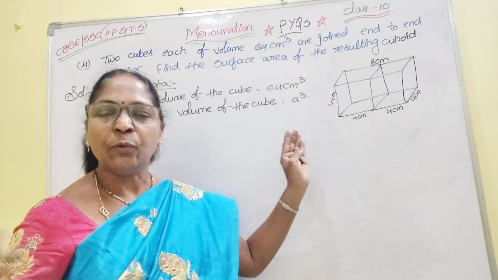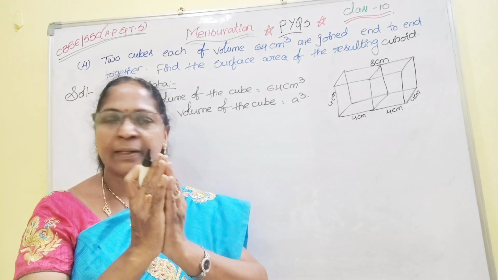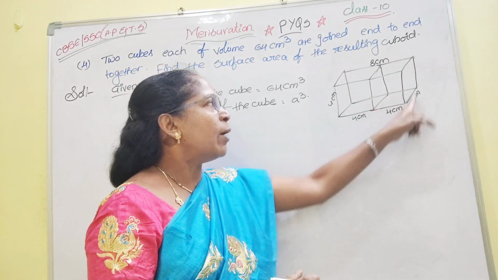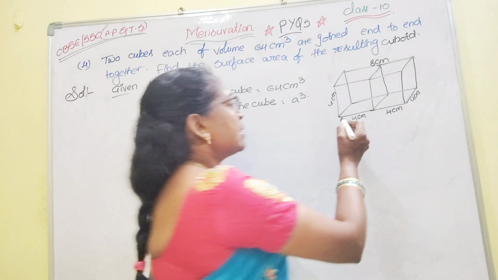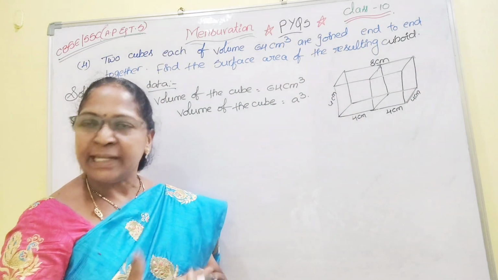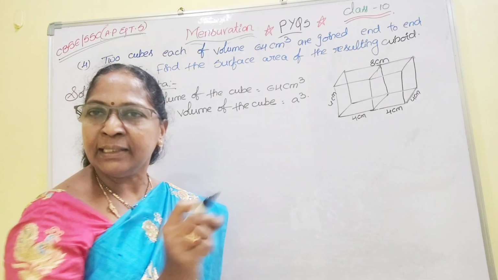First here, two cubes are joined together, end to end, like this. This is one cuboid and another cuboid is this one. Sides are equal. Thus volumes are equal, which means that side is also equal. First you have to find out the side, that means the length of the cube.